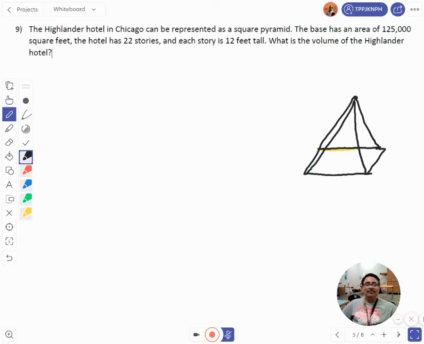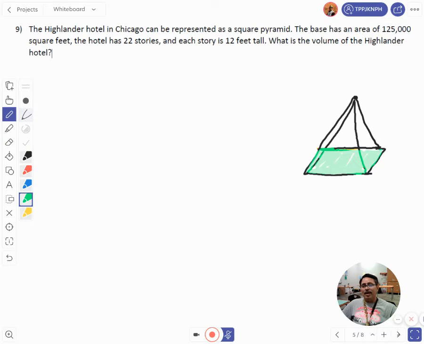Okay, the base area is 125,000 square feet. Base area means, what is the shape of the base? It may be a square or a rectangle, whatever it may be. It's already given that it is 125,000 square feet. Okay, that has 22 stories, and each story is 12 feet tall.